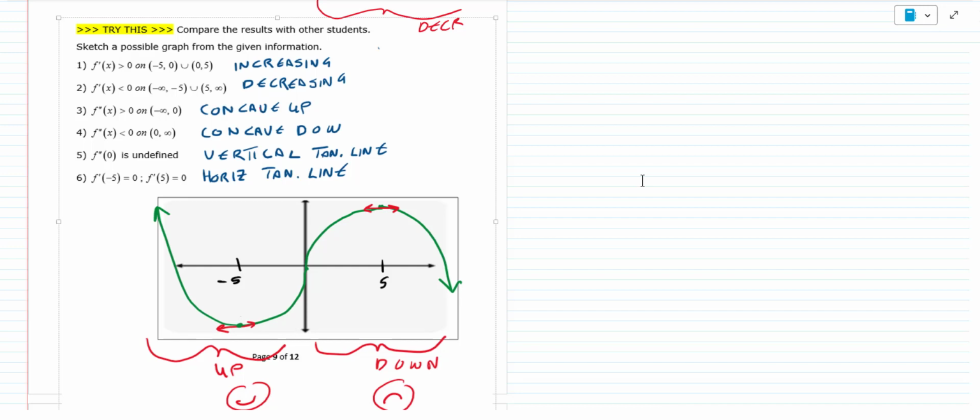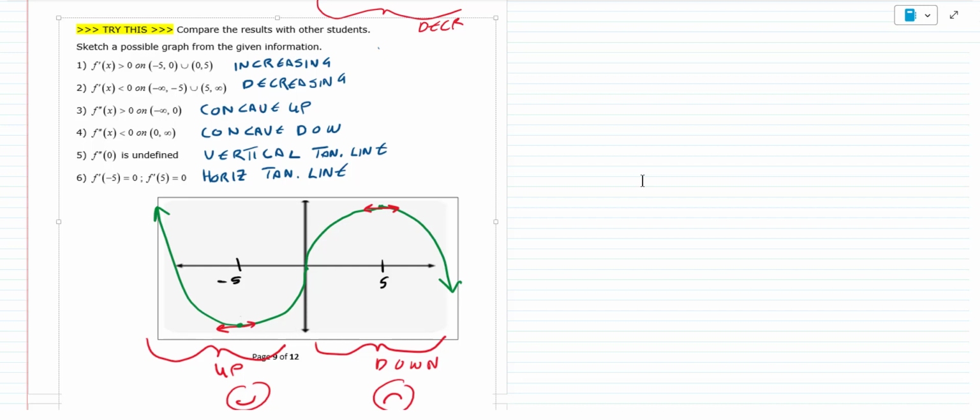Okay, let's say concave. Let's start this way. Negative infinity to 0, we're concave up. One way would be like this, right? Happy face. Then you're going to change to concave down from 0 to infinity, so you could go like that. Now you have to put all that together.